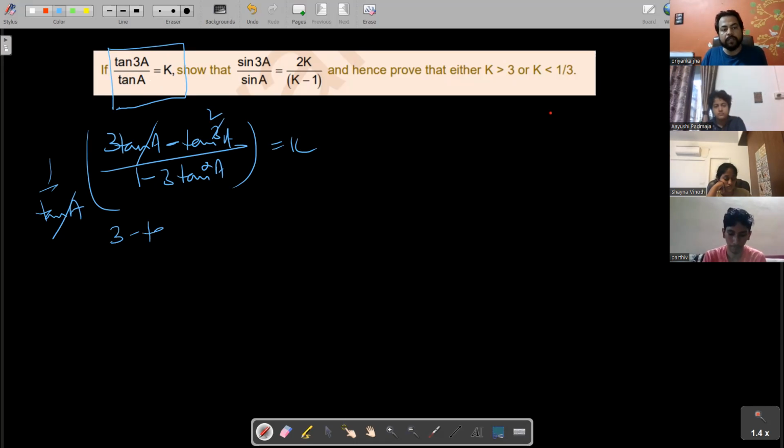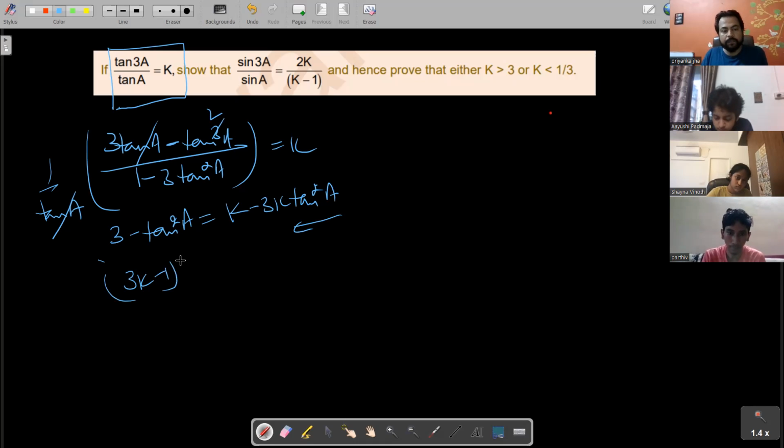Now see, one tan will cancel. So this is 3 minus tan square a, cross multiply. This is k minus 3k tan square a. Bring tan square a to one side. This is 3k minus 1 tan square a, and this is k minus 3. So you have tan square a as k minus 3 upon 3k minus 1. Now you have to find what? See, this thing. This thing you have to find now.